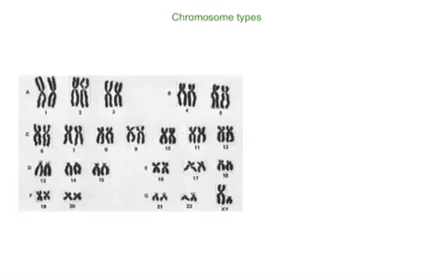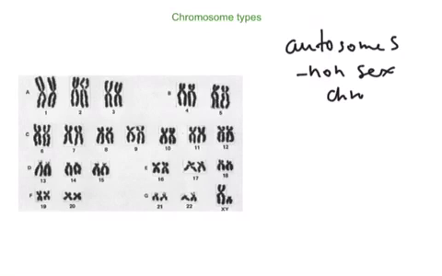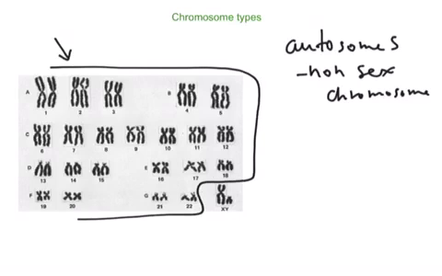Here we'll focus on just a few terms to do with chromosome types found in cells. Let's start with the term autosomes. An autosome is a non-sex chromosome, which means that it's a chromosome that does not determine the sex of the individual. This is the karyotype of a human being, and a human being carries 22 pairs of autosomes. So all of these chromosomes here are our autosomes.